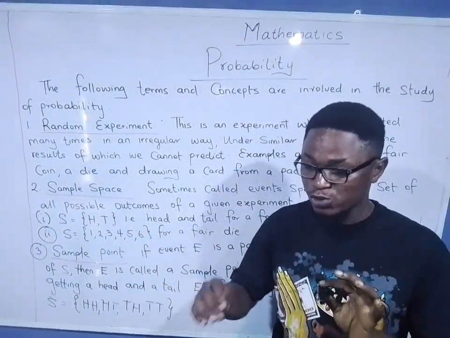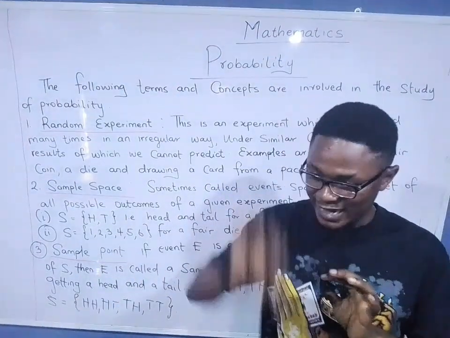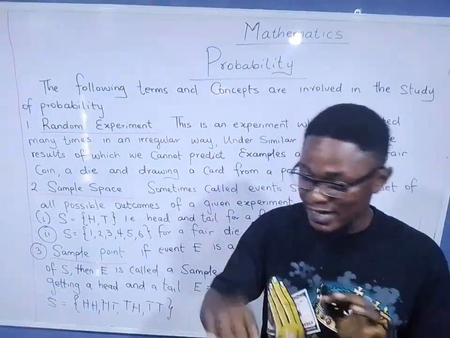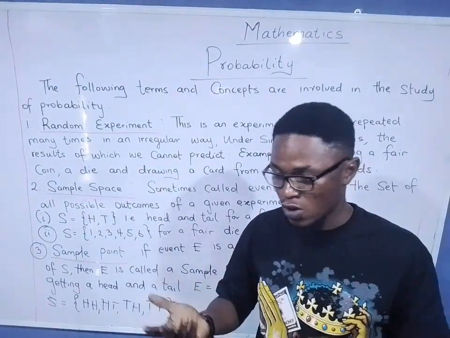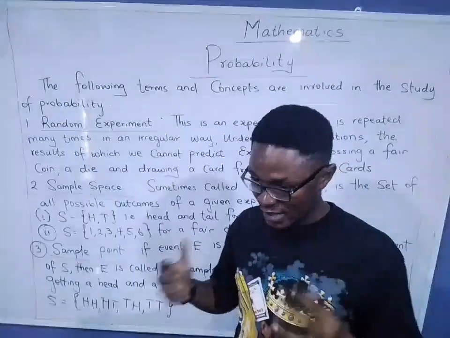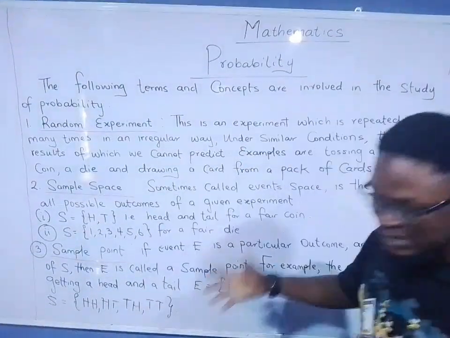So there are different sample points. They might tell you 2 heads, that is head and head. They might tell you 2 tails, that is tail and tail. They might tell you head and tail, that is head tail or tail head. Is that okay? Are you getting it now? So these are just the 3 things that you can see.